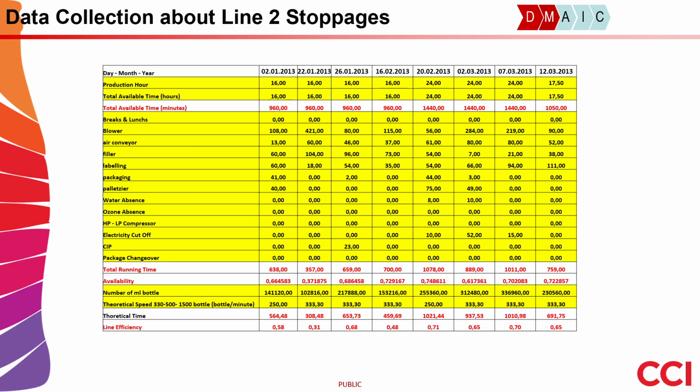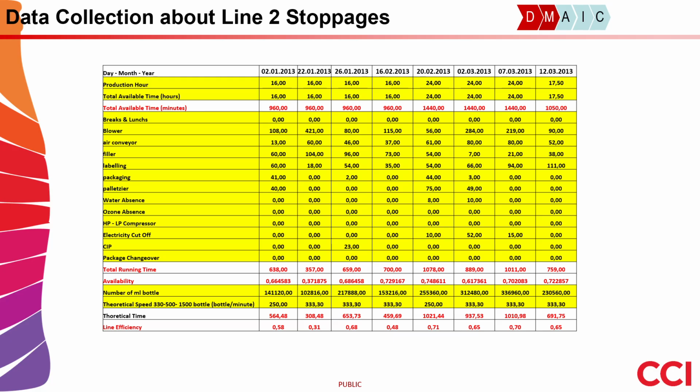Number two is the data collection. We will have to collect the data of the stoppages for this particular line. So we have got data for each section. For example, let's discuss one particular date. On 2nd of January, total production hours were 16 and available time was also 16 hours. In minutes, it's 960 minutes. The breakdowns on each of these machines are: blower 108 minutes, air conveyor 13, filler 60, labeling 60, packaging 41, palletizer 40, and so on.